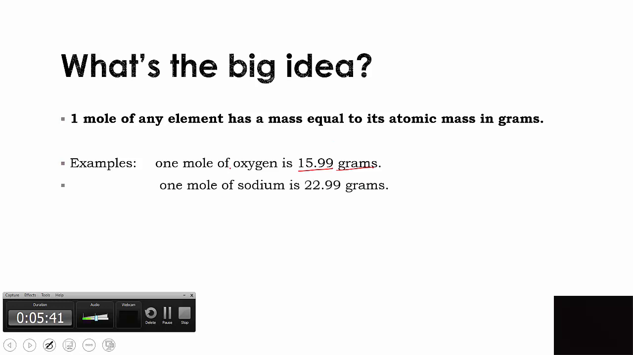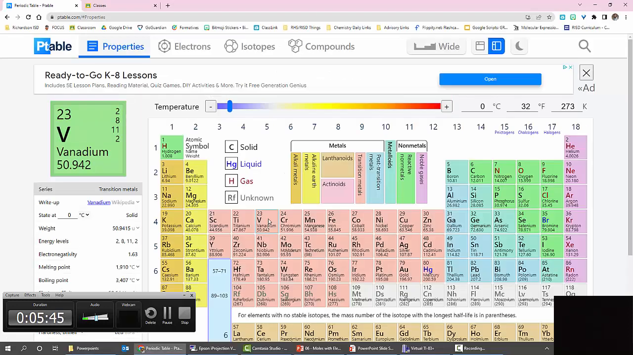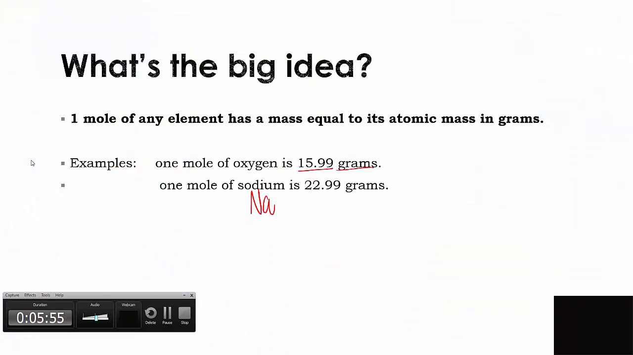1 mole of sodium. Sodium is the element in A. If we look at it on the periodic table, sodium, here it is. It has a decimal number of 22.990. So we're going to remember that. Sodium, Na, if you have 1 mole of it, has 22.99 grams. So try this one. Grab your periodic table. 1 mole of magnesium has a mass of what?